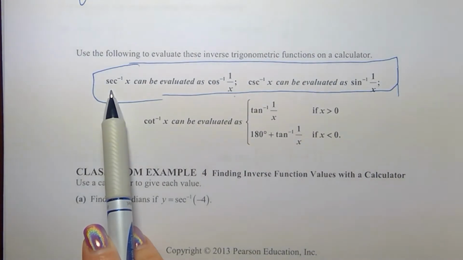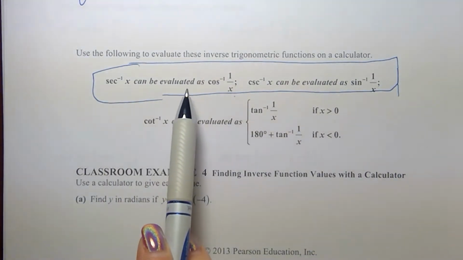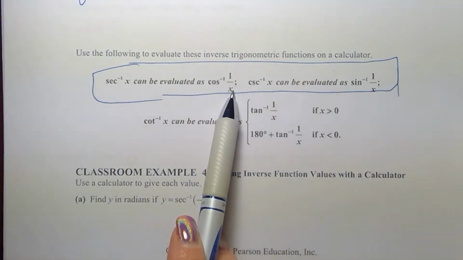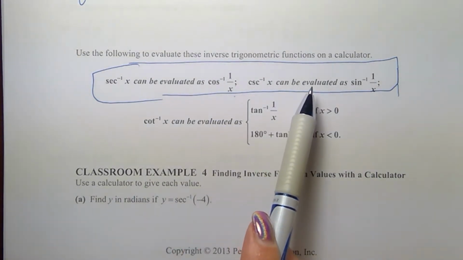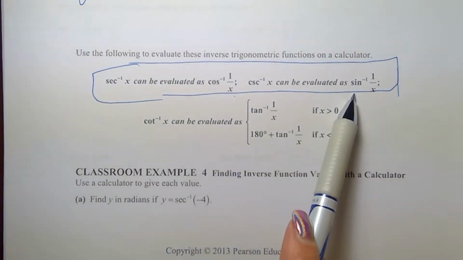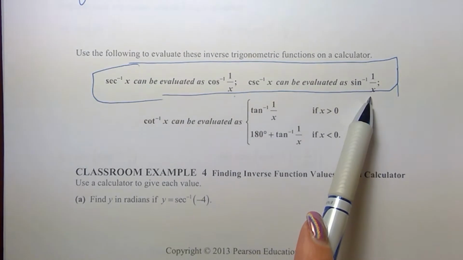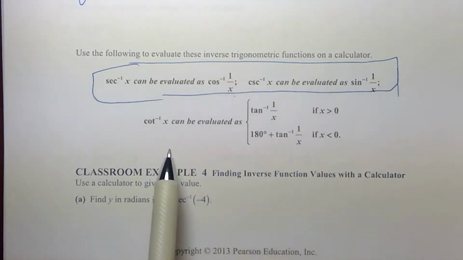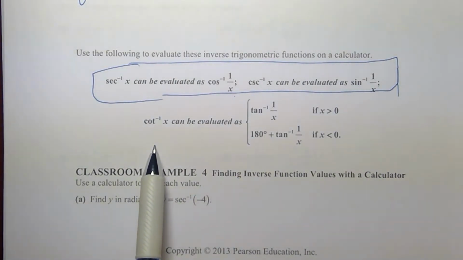I don't have an inverse function button for secant, so I can use cosine, but I do 1 over whatever I'm given as x. If I need cosecant, I use sine inverse, but I do 1 over whatever value I'm given of x. Now, cotangent inverse. We've got a little bit of an issue with cotangent inverse. Let's think about why that might be.